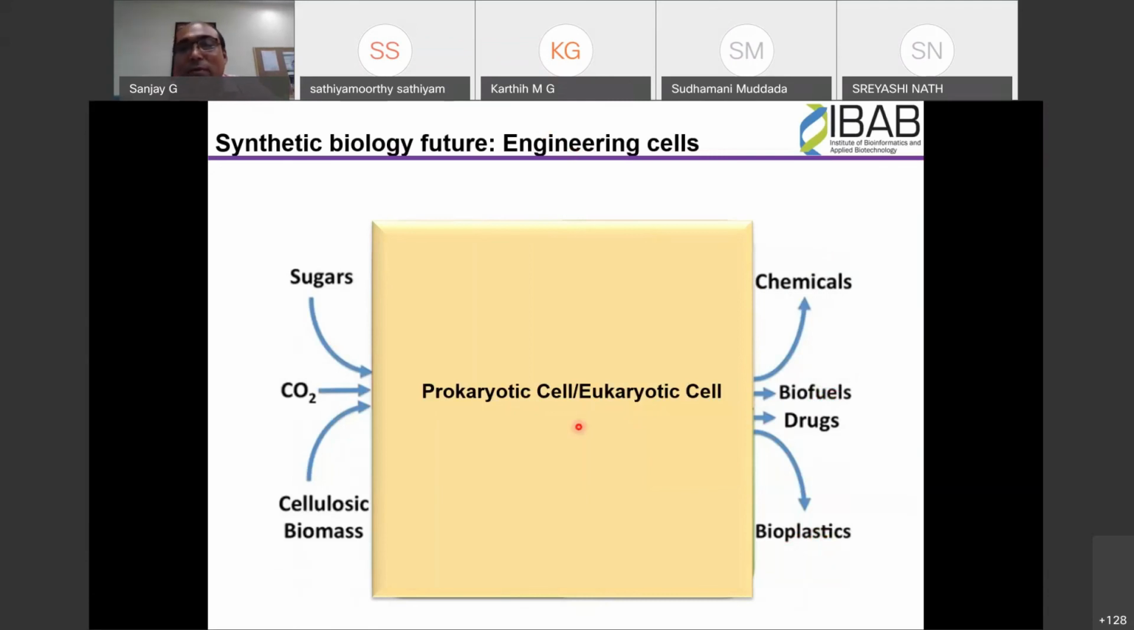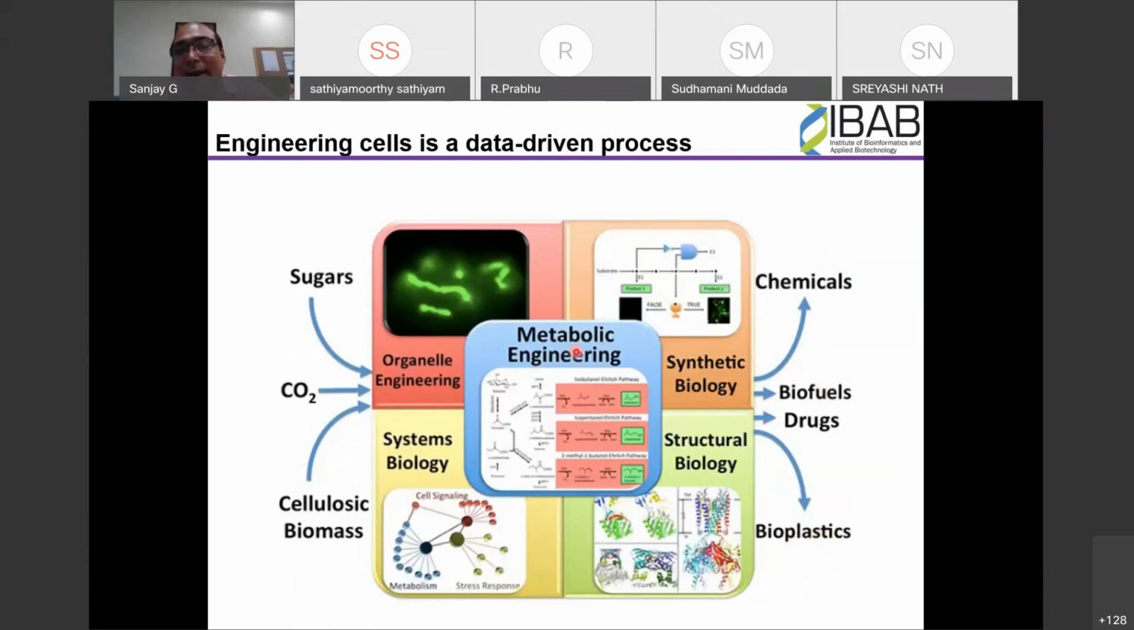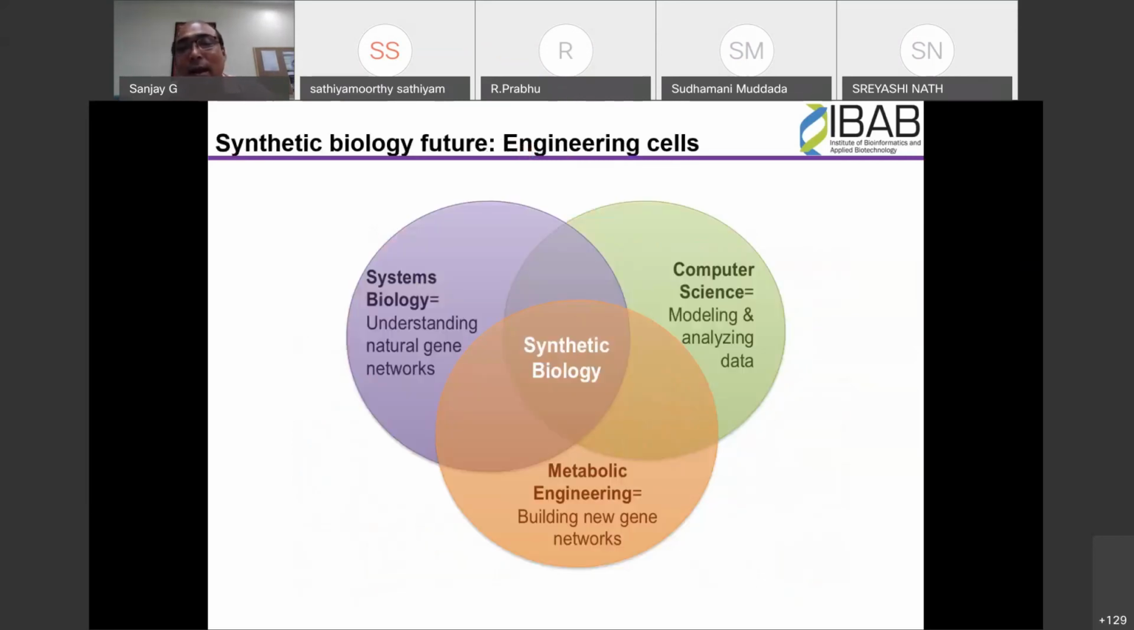For that, we have to combine different fields of synthetic biology, as I just discussed. We need to be able to do metabolic engineering, organelle engineering. We need people from systems biology, structural biology, and all of this has to come together to engineer a cell reproducibly. And this is a highly data-driven process, so we need computational biologists as such. Just to emphasize, synthetic biology needs all these people, and it's at the intersection of all of this that this field can go forward in the future.